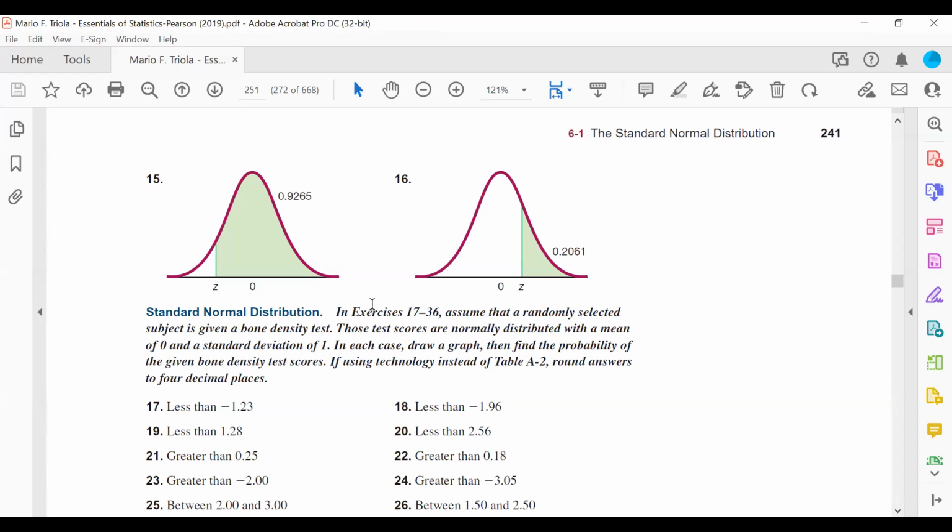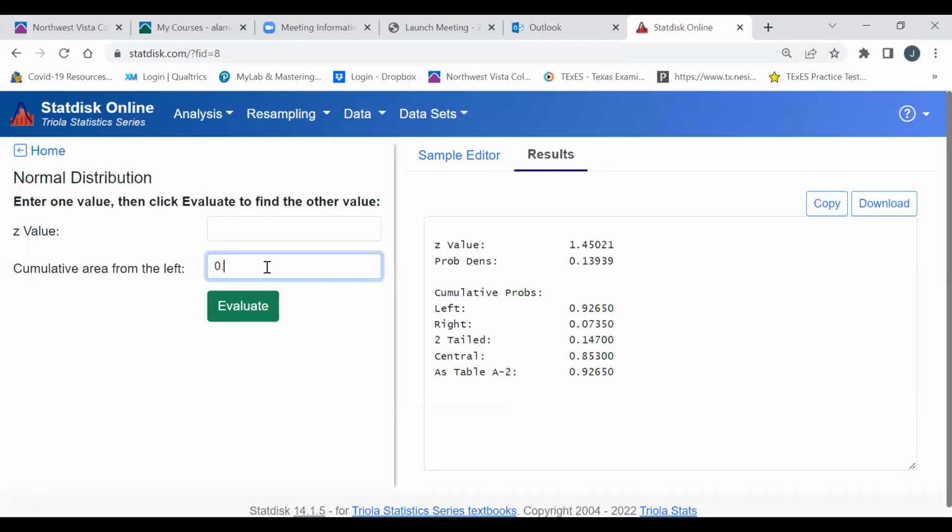All right, so what was the number? 0.2061. I gotta remember to change the sign. Okay, I'm gonna look up 0.2061. It's negative, so I got to change it to a positive. So my answer is positive 0.82003. There's my answer.